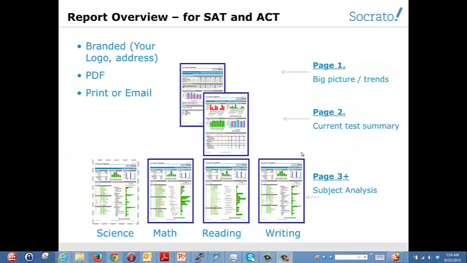For SAT and ACT tests, the PDF reports are 5 or 6 pages long. The first page gives the big picture of student preparedness, the practice history, and some high-level trends. Page 2 gives you the detailed analysis and diagnostic insight for the current practice test for which you generated the report. From page 3 onward, one page is dedicated to an individual subject of the exam. For SAT, it will have math, critical reading, and writing, and for ACT, an additional section of science will be there.